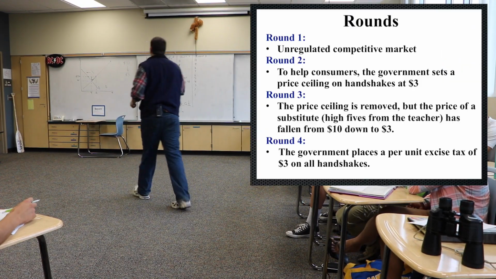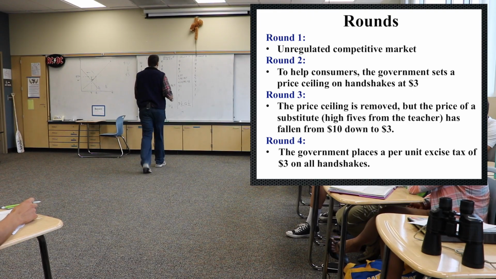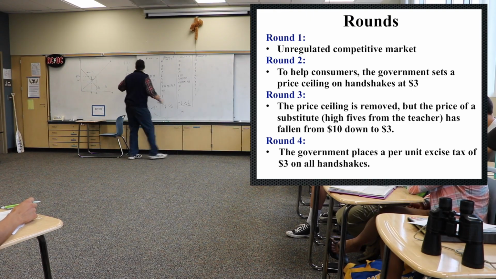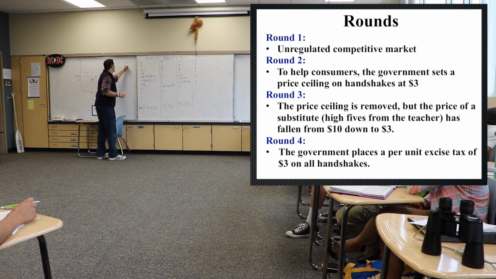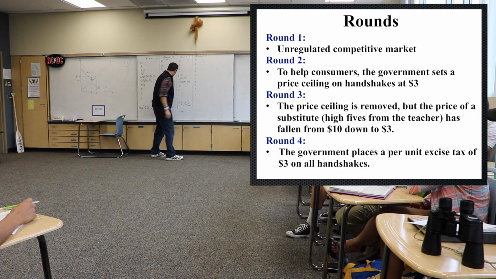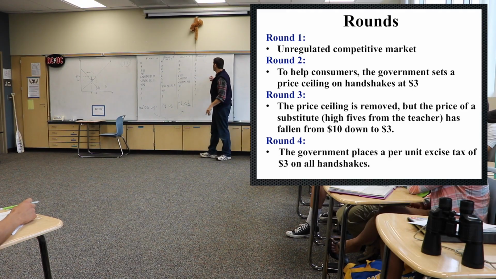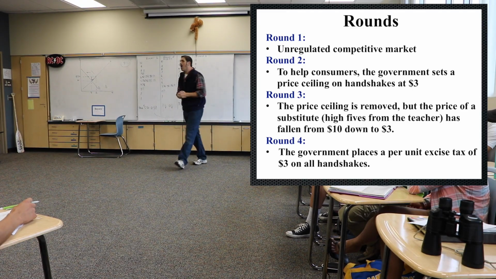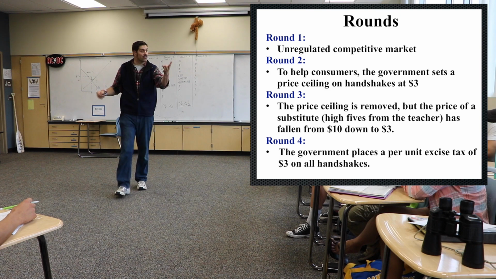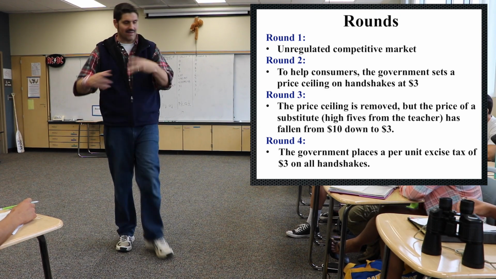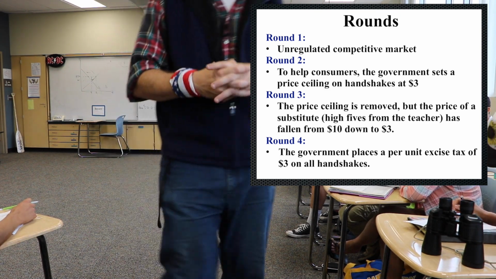Here's what's going to happen. In round 4, there's going to be a tax on handshakes. By the way, I want to point out, the price has gone back up for high fives. High fives are now $10 again. So sorry, that's it. We are skipping round 2 and round 3. Those never happen. Just go from round 1 to round 4. It's a tax of $3, by the way, per handshake. You have to pay the government $3 per handshake. The sellers do, that is.